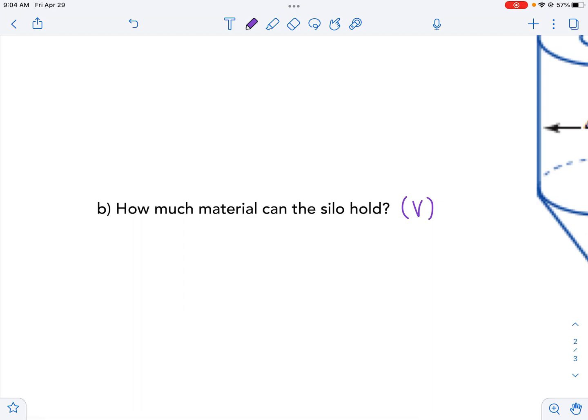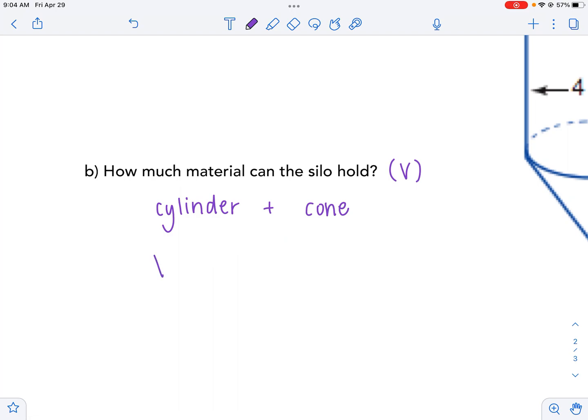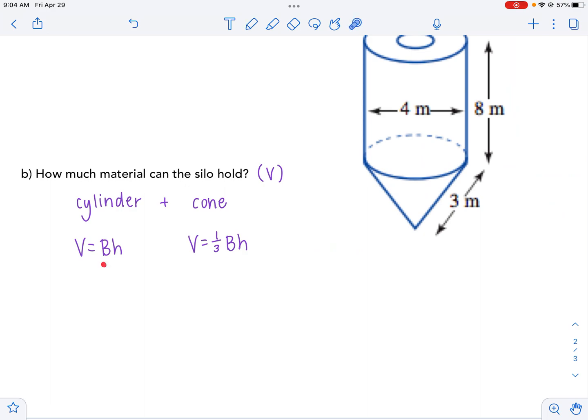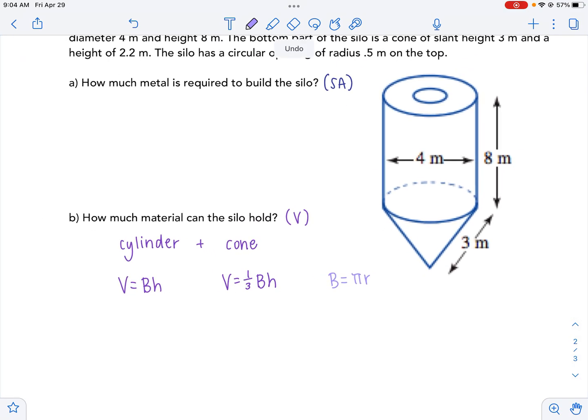So, to find the volume of the silo, I would need to find the volume of the cylinder plus the volume of the cone. So if we go look at our formula chart, to find the volume of a cylinder, that would be capital BH. To find the volume of a cone, that would be 1/3 BH. And B would be the same. B stands for area of the base. Well, the cylinder and the cone both have the same base, which is a circle. So to find capital B, I would just do pi r squared. And then that would be it.